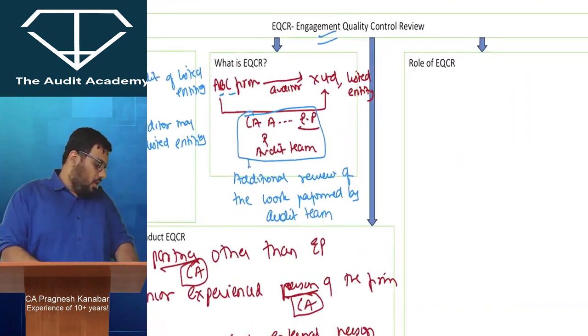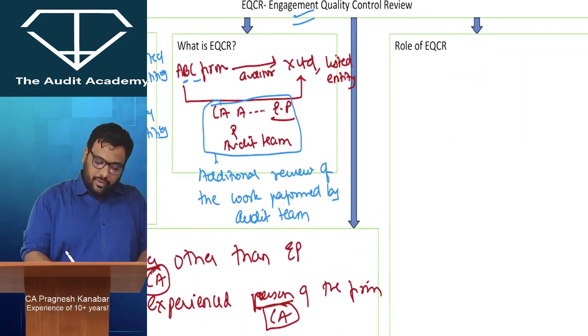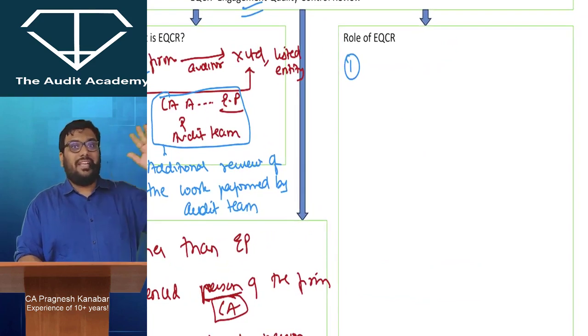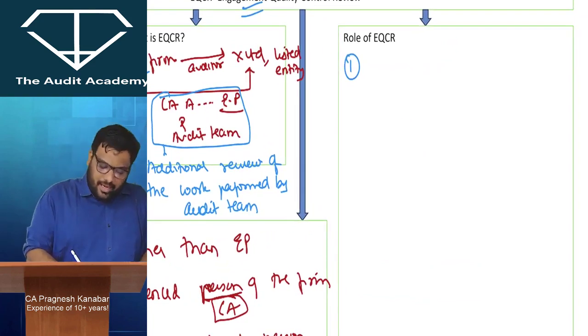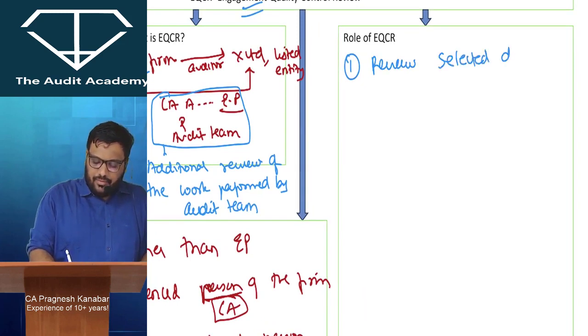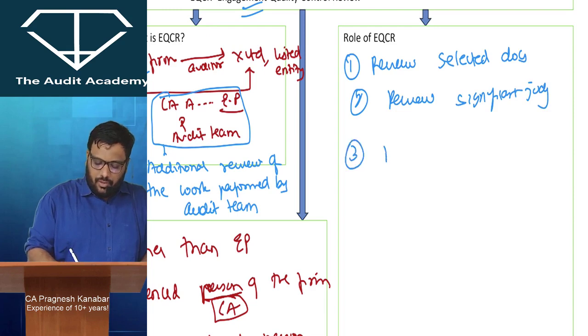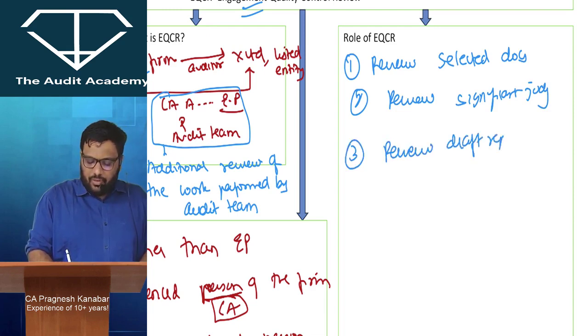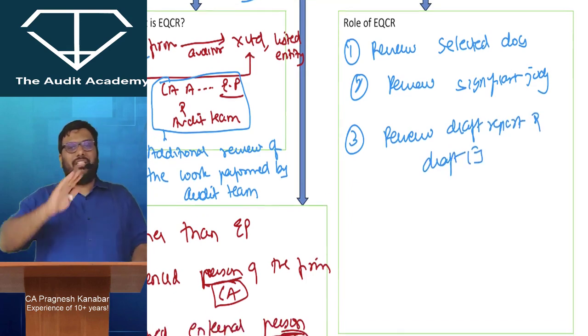What is the role of the engagement quality control reviewer? Boss, the engagement quality control reviewer will come at the very end of the audit and he is going to review selected documentation. He is going to review significant judgments. He is going to review at the end the draft report and the draft financial statements which are prepared at the very end.